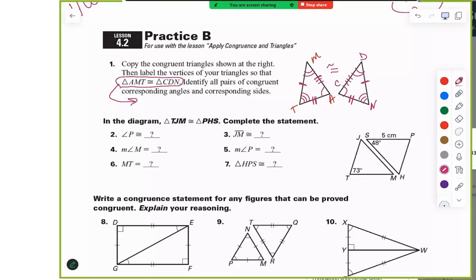Now I'm going to go back to using the congruency statement. I know that angle A is going to be congruent to angle C, right? So A with C. And then angle M is congruent with angle D. So again, M with D. And then lastly, angle T is congruent to angle N. T with N. Okay, so now let's do our segments that are equal.